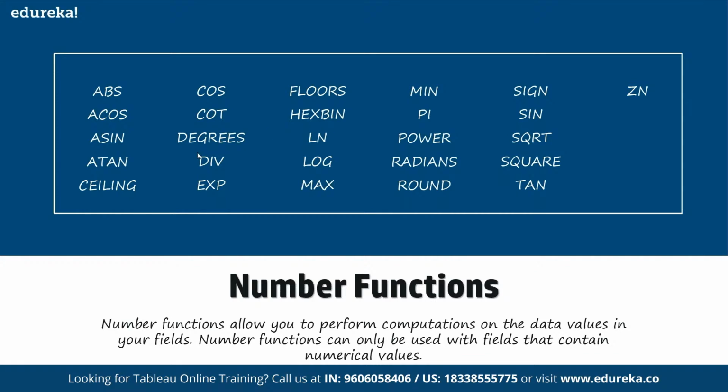For example, if you want to obtain the absolute value of a number, then you must use the ABS function, absolute. If you want to round off a number to the nearest higher integer, then you go with ceiling. If you want to find the minimum value in the given data set, you go with minimum. If you want the maximum, you go with maximum. You want the natural log of a number, log base 10, a number raised to the power of something, radians, round it off, obtain the square root, obtain the square of a number, right? ZN is when there is null, it replaces it with zeros. So there are a lot of functions.